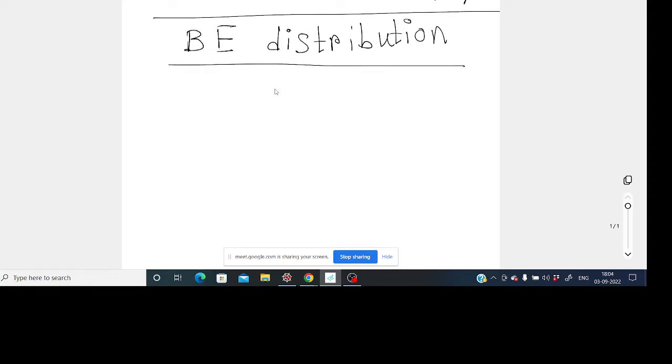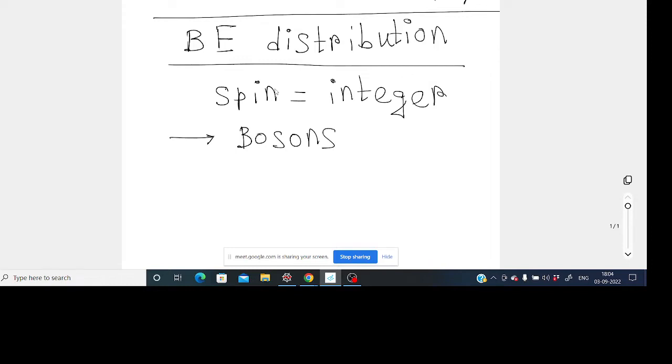What is that? The particles which have integer spins follow this distribution, and these particles are called bosons. Now, examples of these bosons are photons, phonons, and other things.